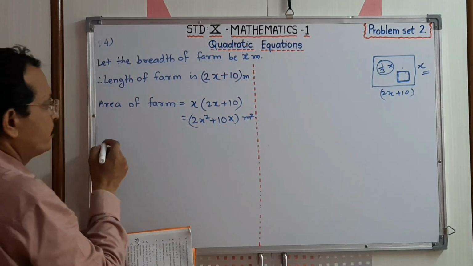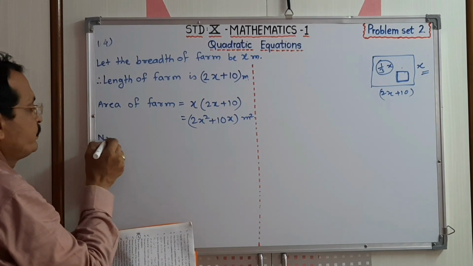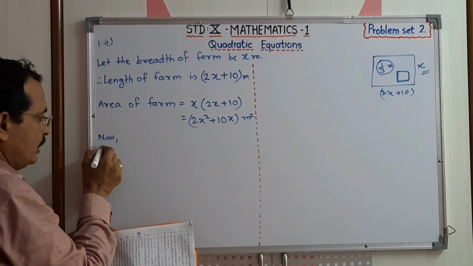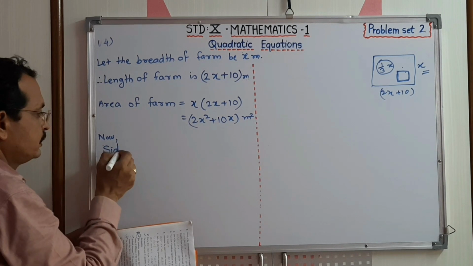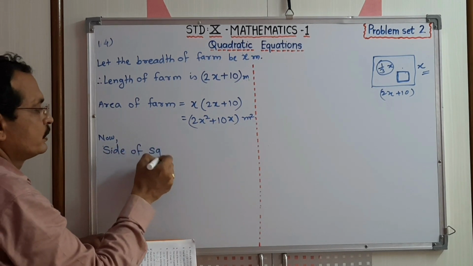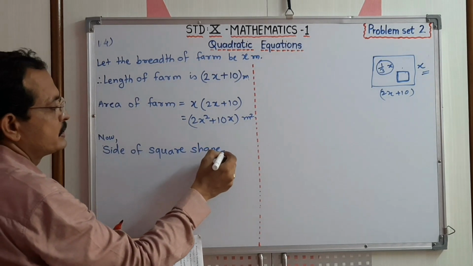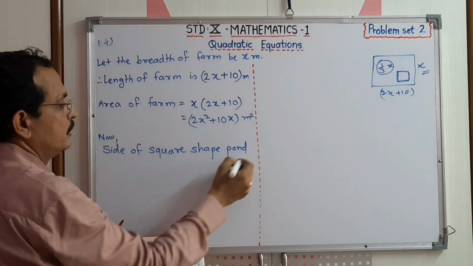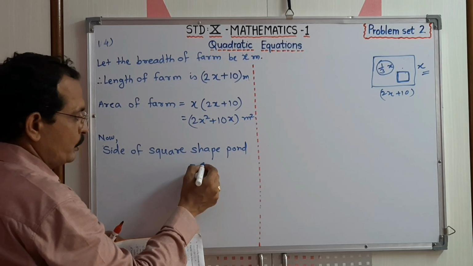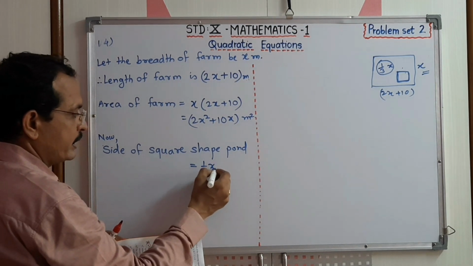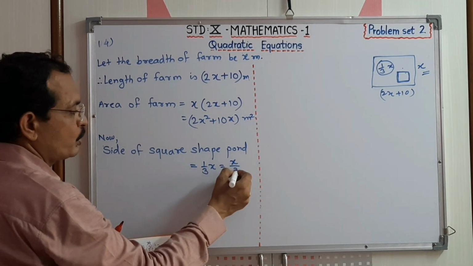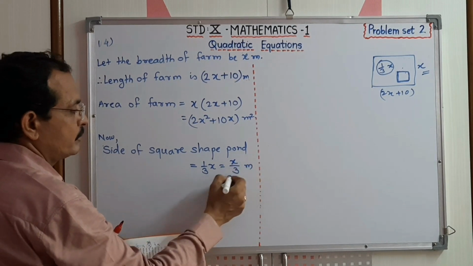square pond. Therefore, we have to write now: side of square-shaped pond is equal to 1/3x, which is equal to x/3 meter.